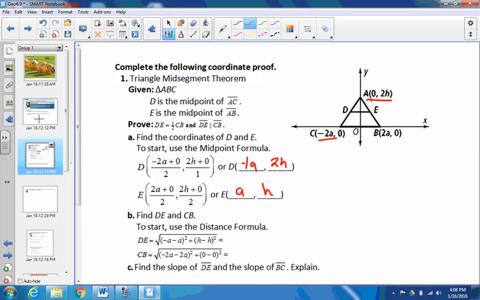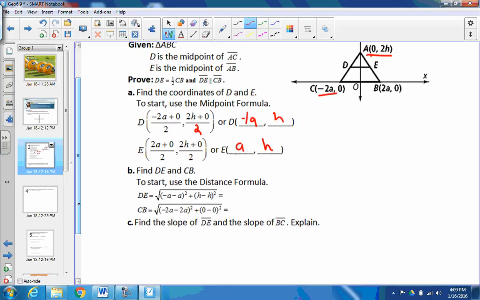Now I think there's a mistake here for D. For the y values we do 0 plus 2h, which should be divided by 2. I found an error. So it's actually going to be h right there. So they're going up the same distance, D and E, for the height.